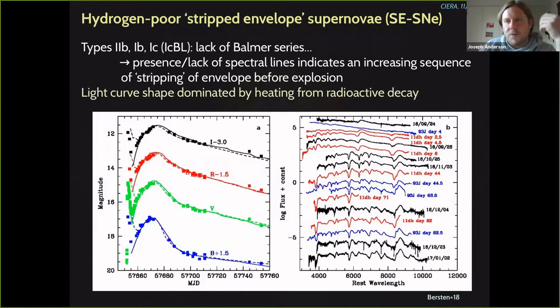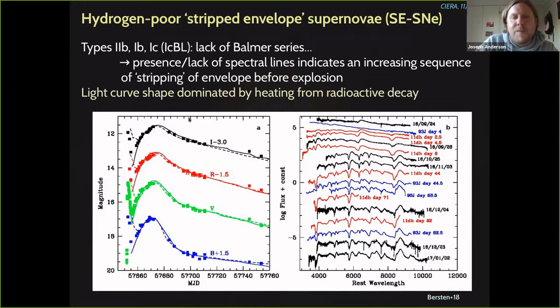And most stripped envelope supernovae have a similar light curve to this. Also 1a's have a similar light curve to this in terms of the shape. And this is characteristic of most of the light curve, the powering mechanism, the luminosity is being dominated by radioactive decay. You see something interesting going on at very early times, which we won't discuss here, where you see these early cooling phases here in this specific supernova.